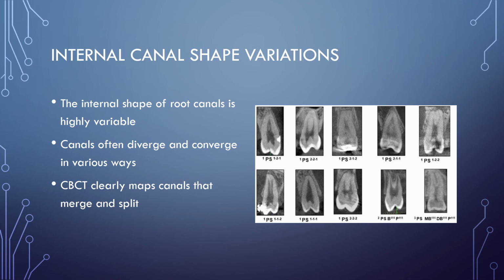CBCT can clearly show common but complex variations, such as canals that start as two separate orifices at the chamber floor, merge into a single canal mid-root, and then split again into two separate exits at the apex. This specific 2-1-2 configuration is nearly impossible to discern from a 2D radiograph, but with CBCT, you can map the exact millimeter marks where these merges and splits occur.